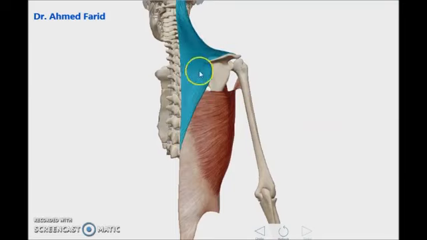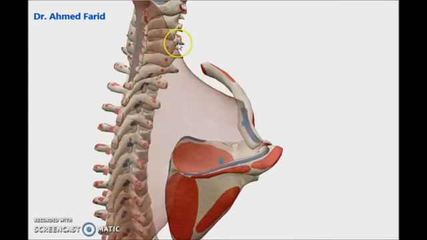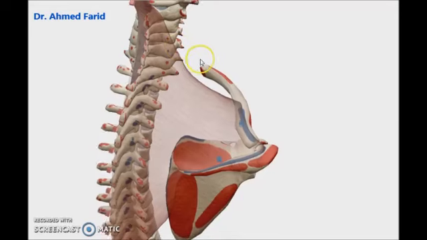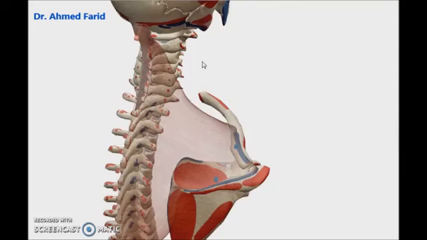This is called the trapezius muscle. As you see, it has a wide origin from the back of the skull, cervical region, and thoracic region. The details of origin are as follows. It has three origins, as I said now.